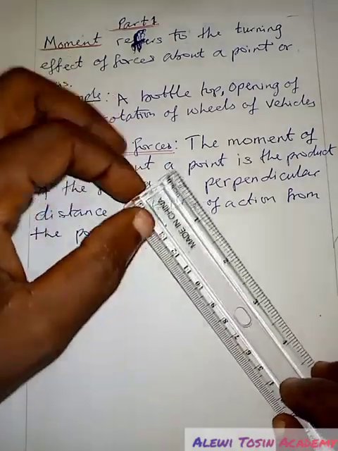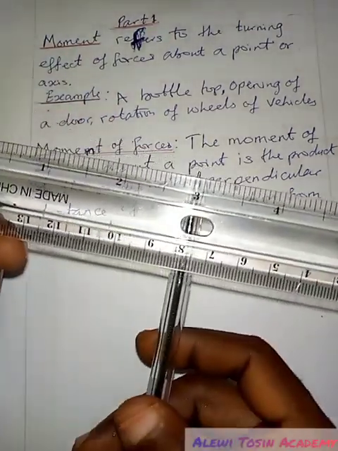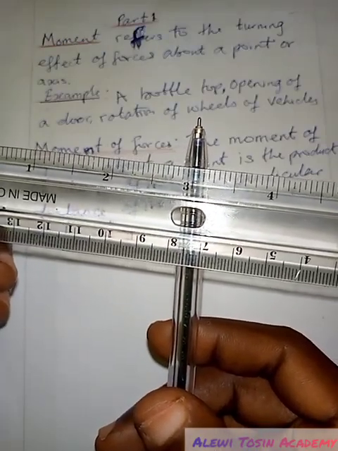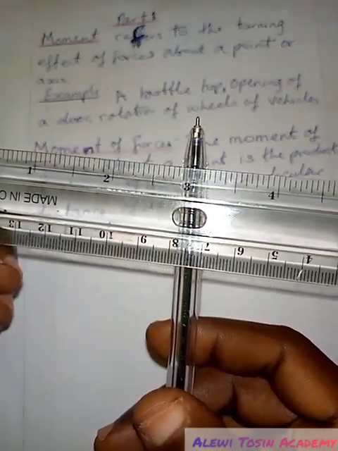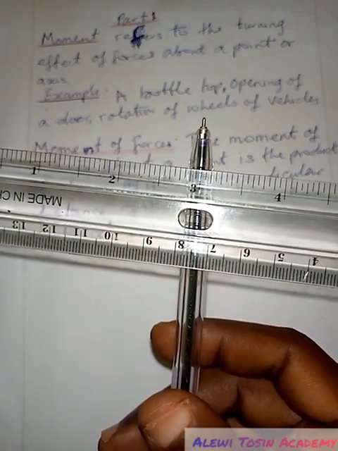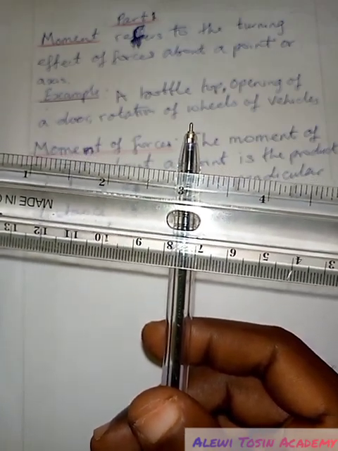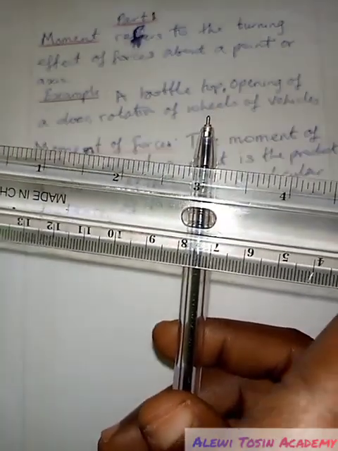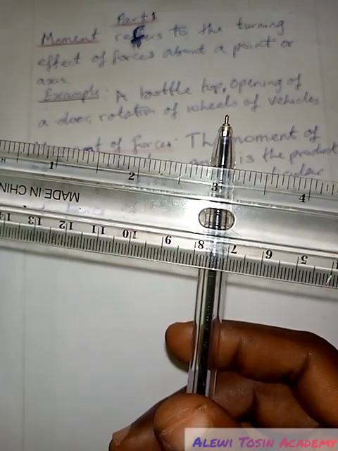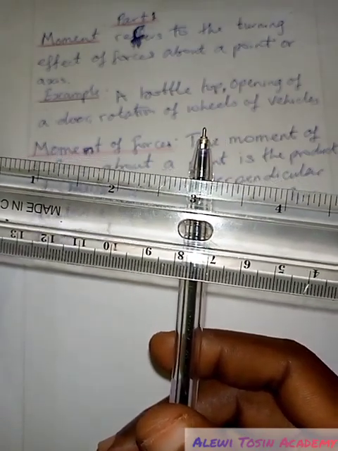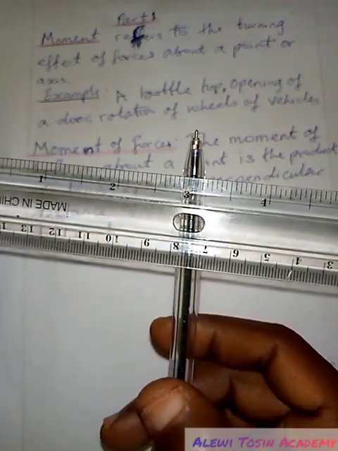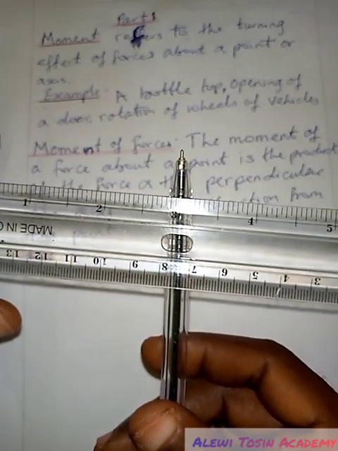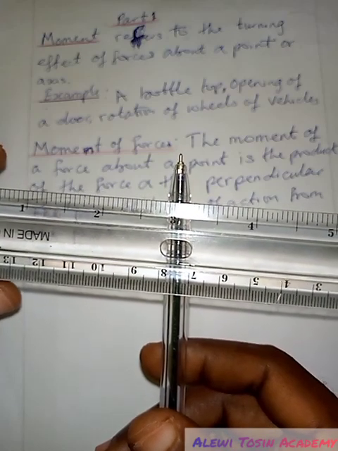Now, let me start the example. Looking at this ruler I'm holding, we can say that this ruler is not balanced. Now it is balanced. Two forces are acting on it. We have a force this side and also another force at this end. For this ruler to be balanced, it is at equilibrium.